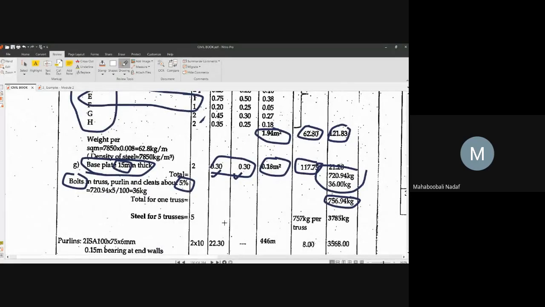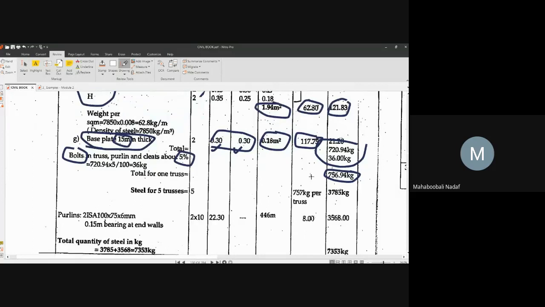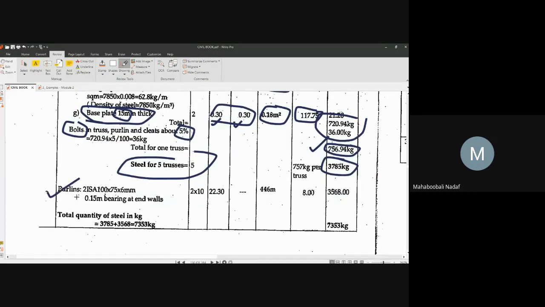How many trusses are there in the plan? 5, sir. Yes or no? 5 trusses are there. So for one truss 756, for 5 trusses, 5 into this will give 3785 kg. Now they have given purlins separately. Why? Because this will be coming on all 5 trusses, no? Yes, sir.